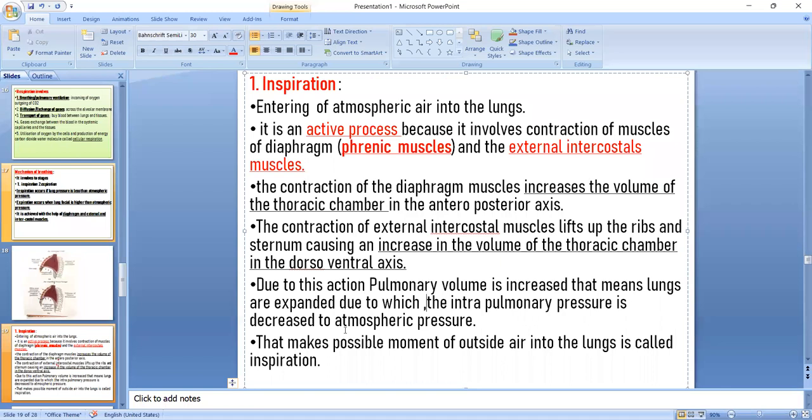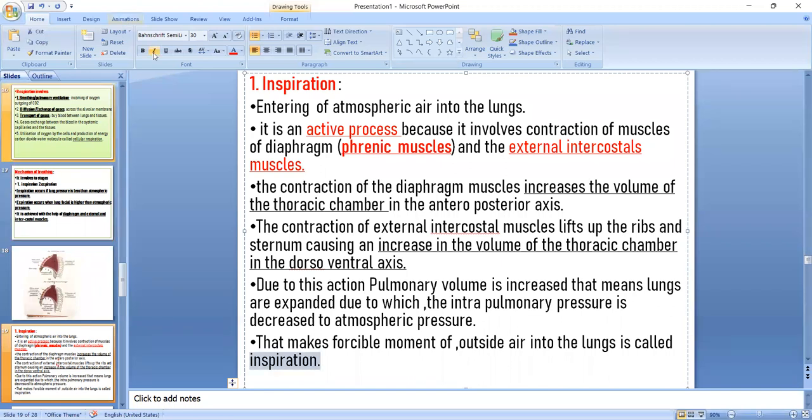intrapulmonary pressure is decreased. Okay, mana telugu vasulo cheppalante alpa peedam anedi erpadutundi, low pressure area anedi erpadutundi. So when compared with atmospheric pressure, that makes possible forcible movement of outside air into the lungs, which is called inspiration.